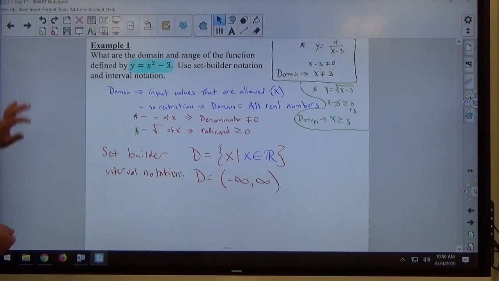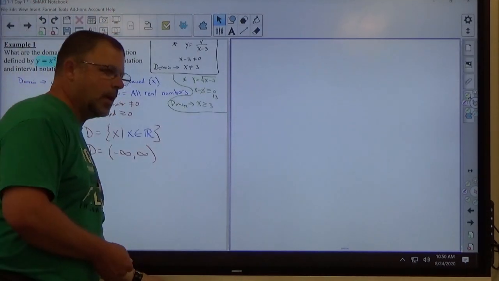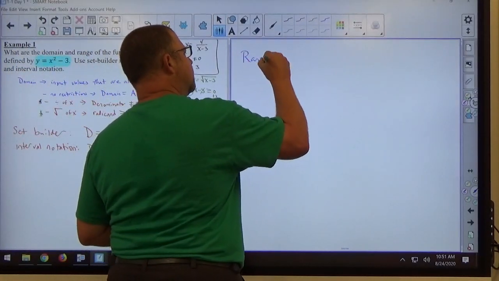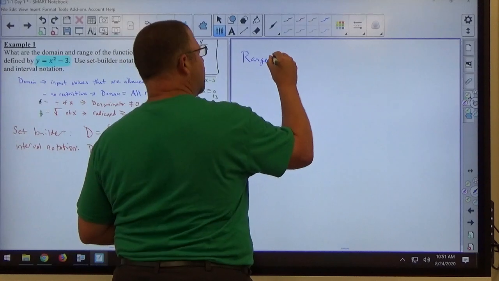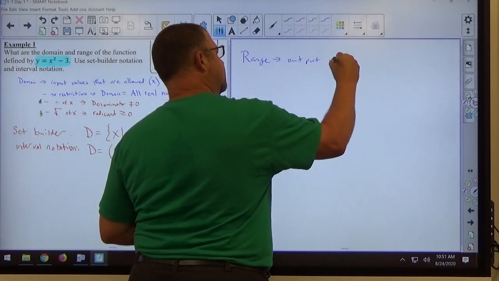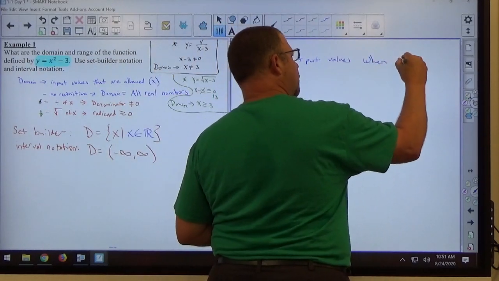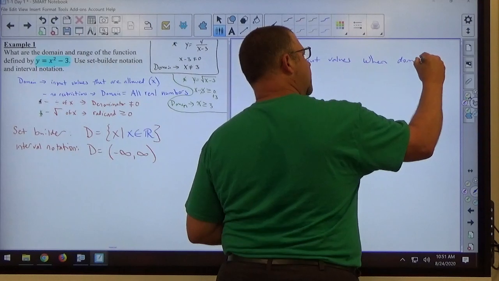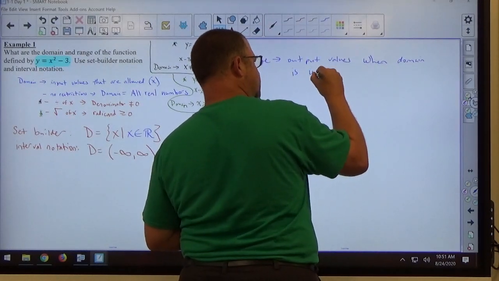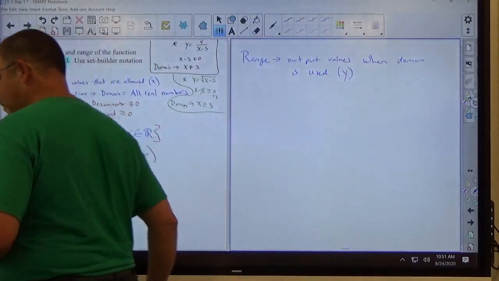Go to my other page, do range. Range is the output values when domain is used. And that has to do with y.